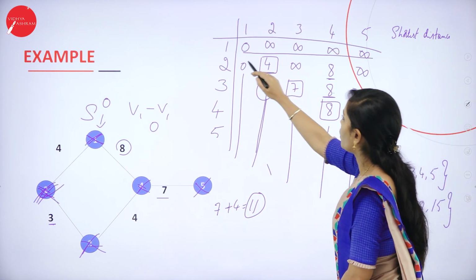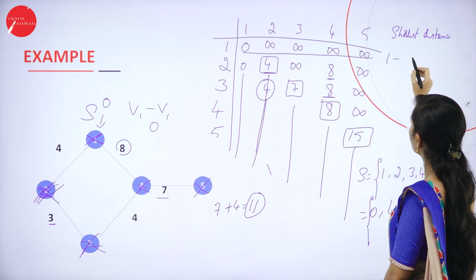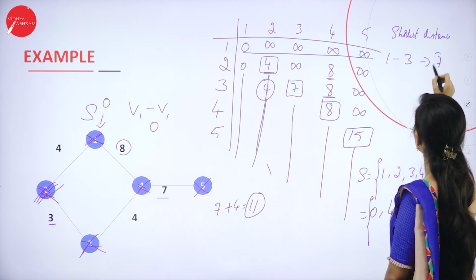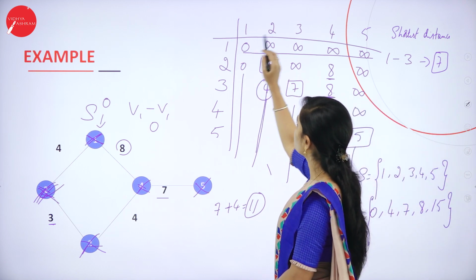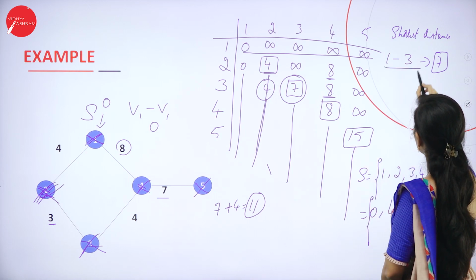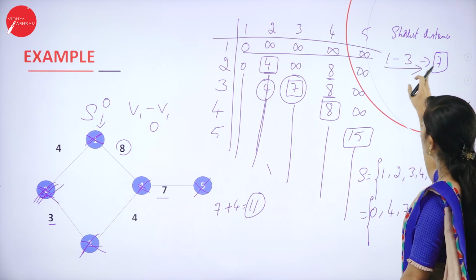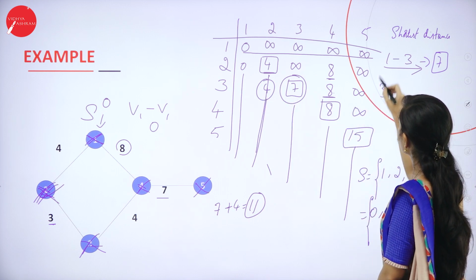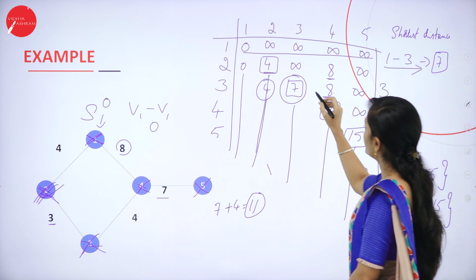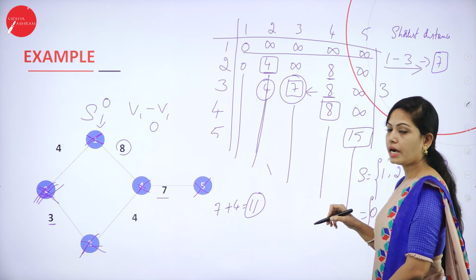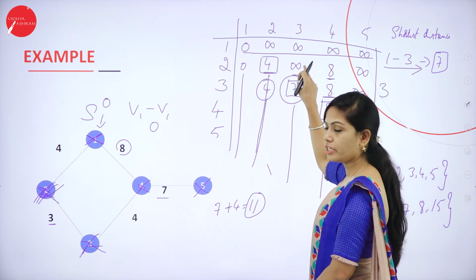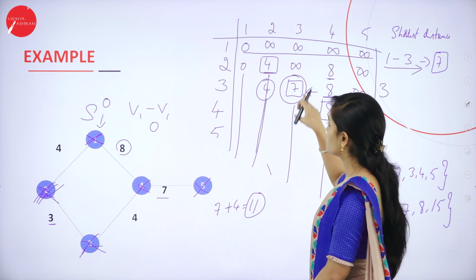to traverse from 1 to 3, it is 7, right? The shortest distance is 7. Clear? So 1 to 3, shortest distance is 7. So 7 comes under vertex 3, right? 7 comes under vertex 3 and now I will take this as a consideration and I will travel from the next position.